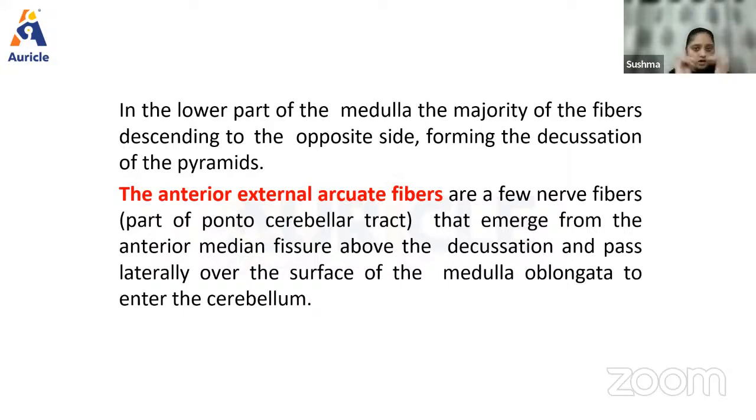Two things we have learned. Number one, pyramidal tract decussation takes place in the lower part of the medulla. Before this decussation, the external arcuate fibers cross over to the opposite side and enter the cerebellum via the inferior cerebellar peduncle.